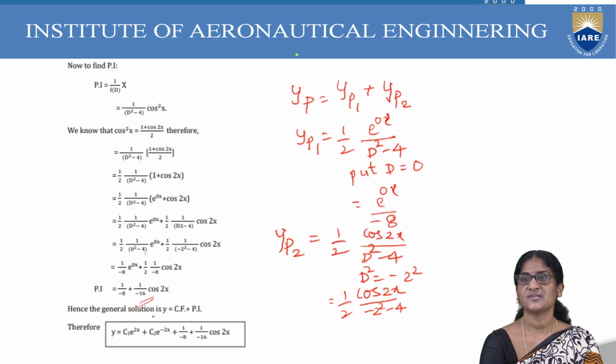So hence the general solution is given by y of x is equal to complementary function plus particular integral. The complementary function is c1 e power 2x plus c2 e power minus 2x, plus 1 by 8, which is the value we got for yp1, and plus 1 by minus 16, which we got for yp2, so cos 2x.